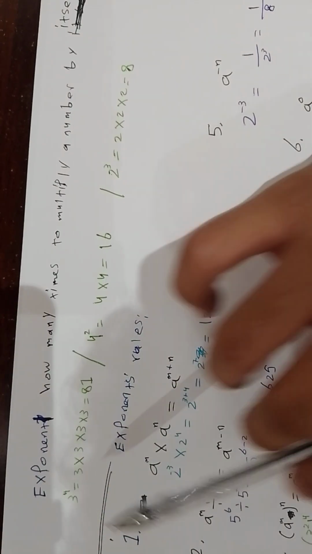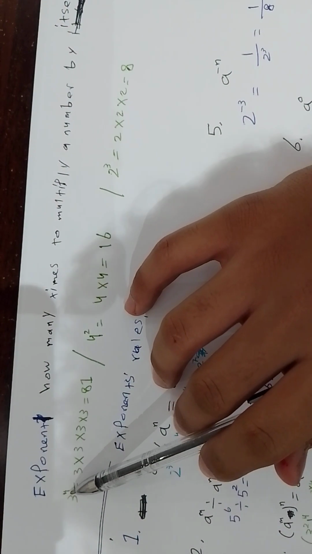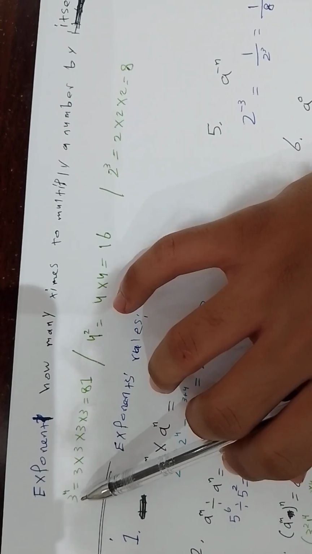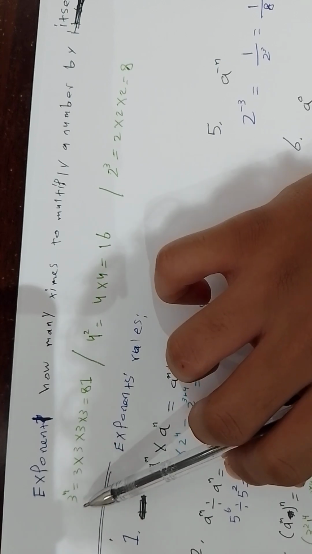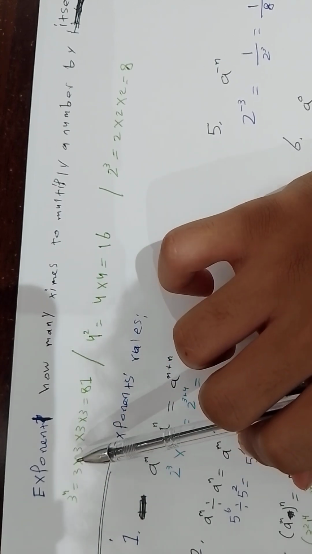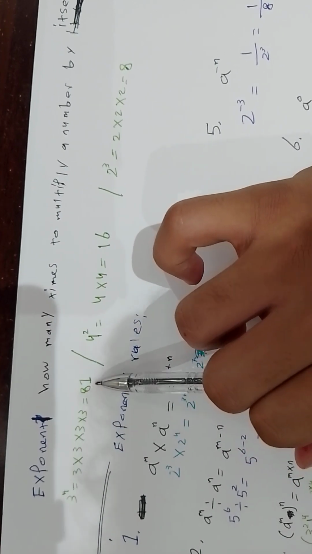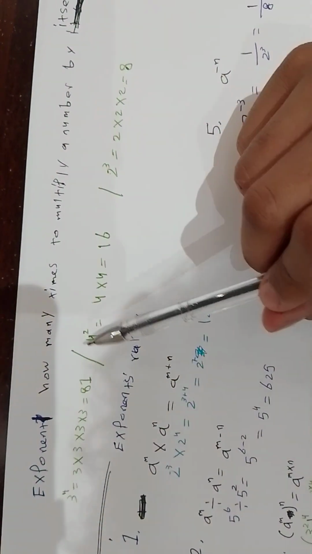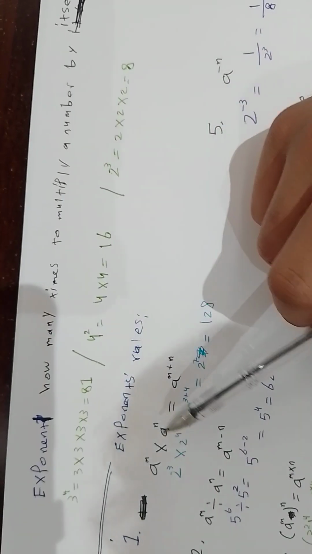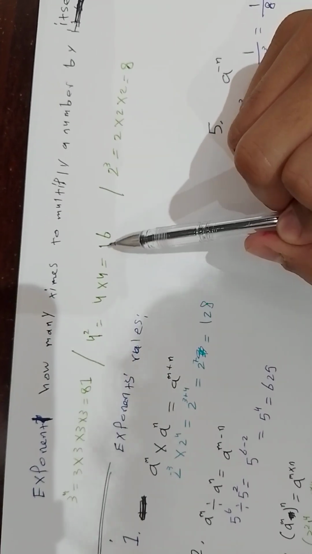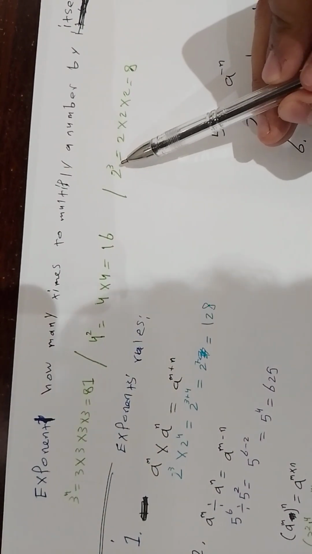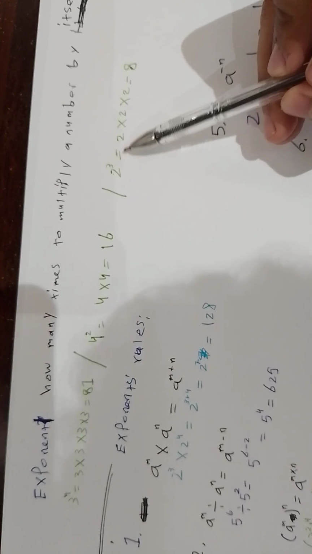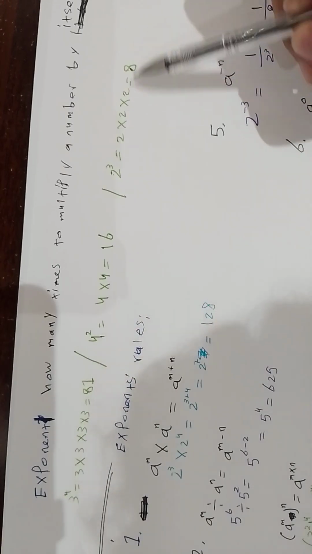For example, if we have 3 to the power of 4, if you see this sign, immediately imagine that this number would multiply 4 times by itself. For example, 3 times 3 times 3 times 3, which is 81. Another example, 4 squared, 4 to the power of 2, is 4 times 4, which is 16, easy. This example, 2 cubed, is 2 times 2 times 2, which is 8.